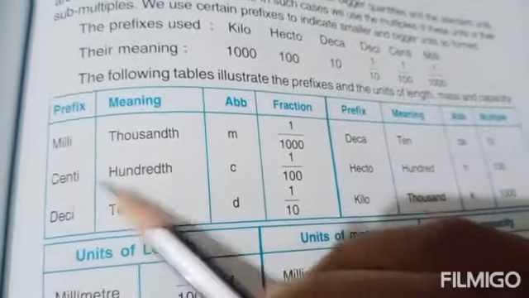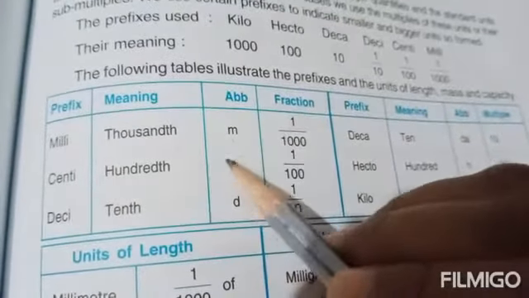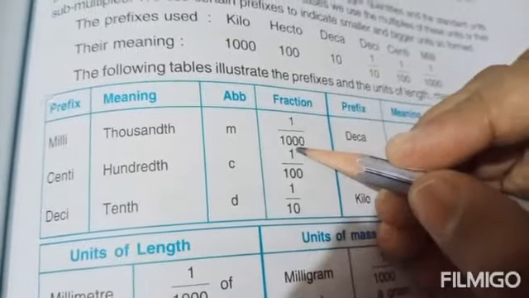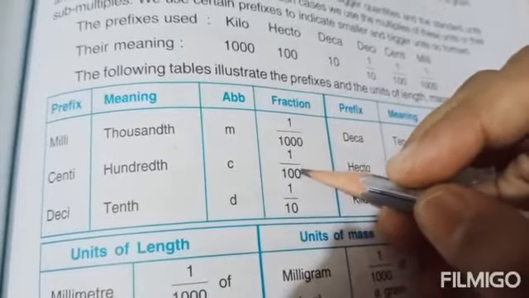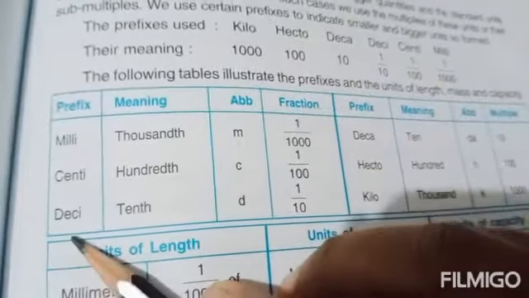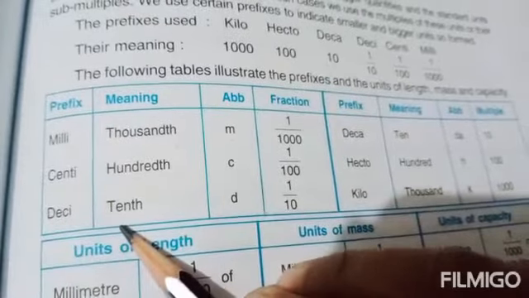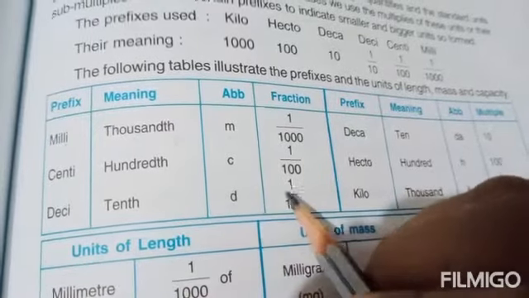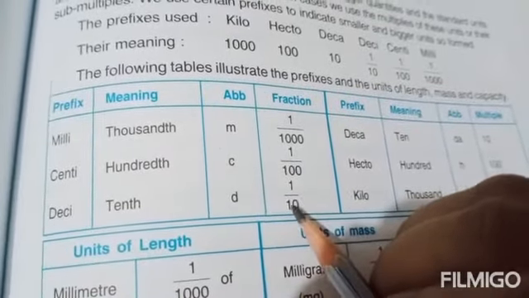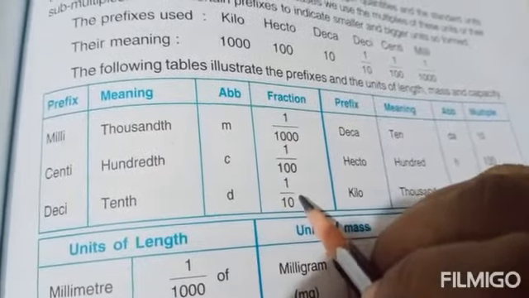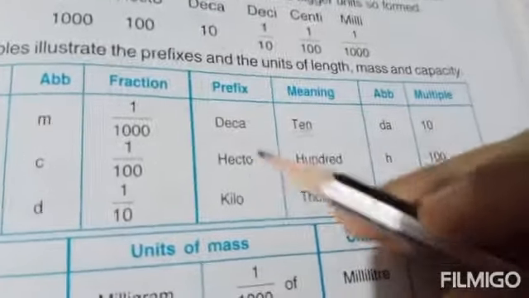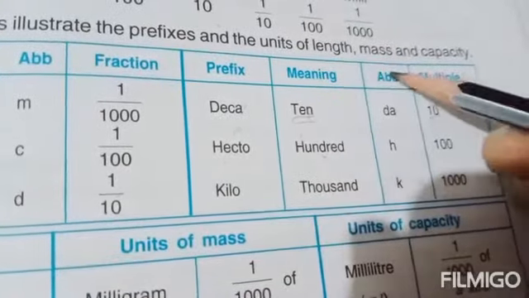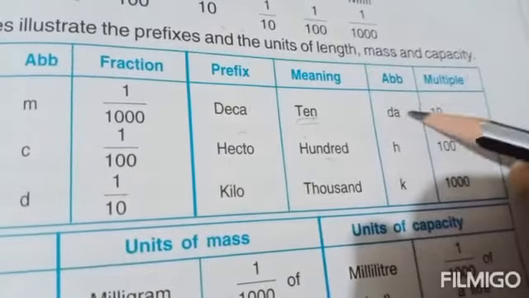Now centi means it is 100th. In its abbreviation it is small letter c. In fraction, how will you write that? 1 by 100. Okay, now deci, it means 10th. Abbreviation, it is small letter d. And fraction, how will you write deci? 1 by 10. Okay, next deca. Deca, its meaning is 10. Its abbreviation is small letter da.